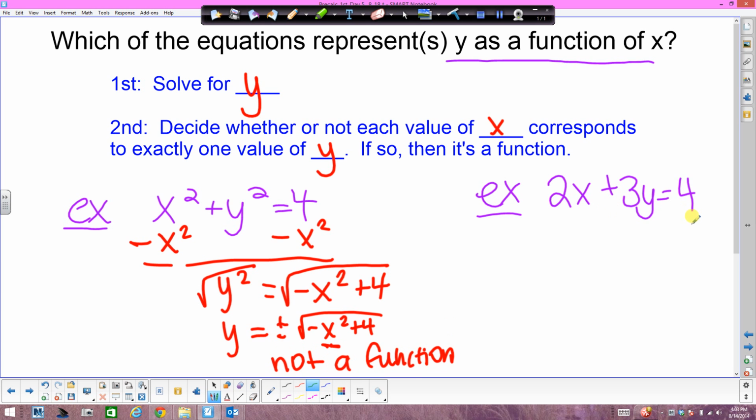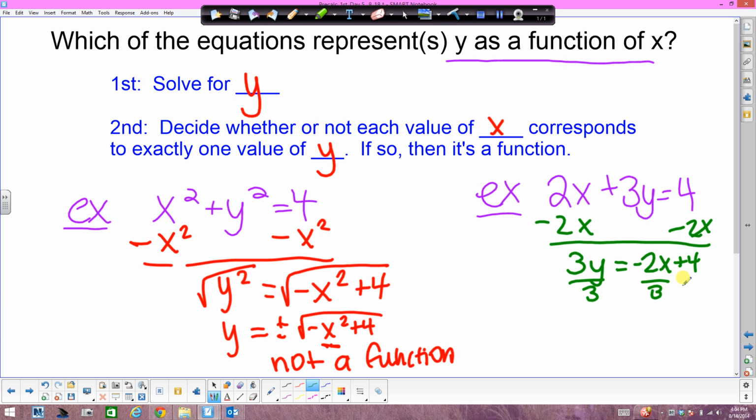All right, then for the second equation, you should look at this and automatically know it's linear. Well, if it's linear, we can solve it for y. And we can tell if we put in an x value, we're only going to get one y value, so yes, this is a function.